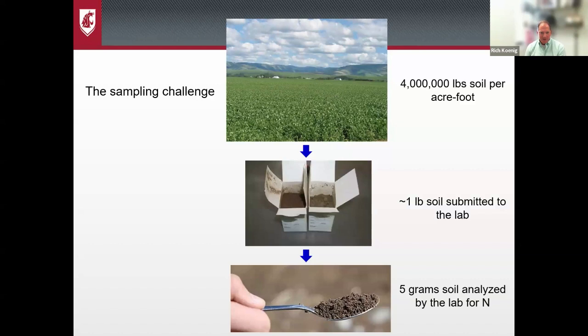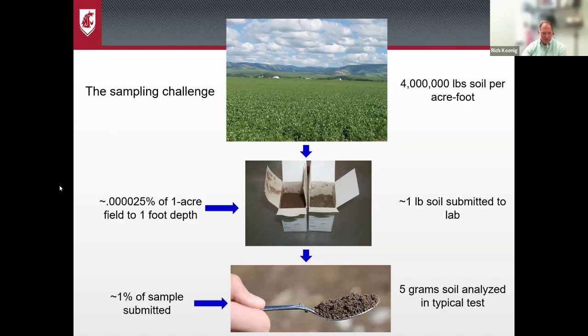And then the lab's analyzing a much smaller fraction, usually somewhere between 1 gram to maybe up to 5 grams of soil that's analyzed by the lab for soil available nitrogen, nitrate, and ammonium. That's assuming that the sample represents 1 acre. Most samples represent much more than that. So the challenge is to collect a sample that's representative of that field or that acre or area that's sampled and get that to the lab where they'll conduct the analysis.